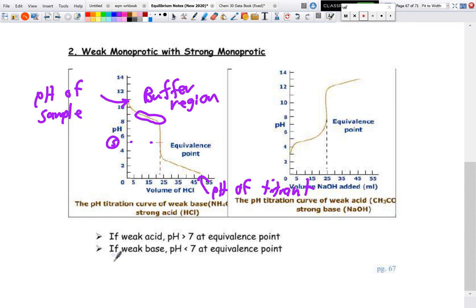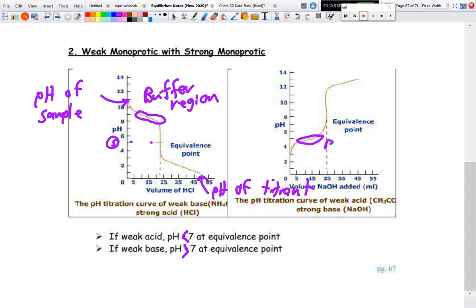So that's why if we start off with a weak acid, the pH of the equivalence point should be less than 7, whereas with a weak base, the pH is going to be greater than 7. So these need to be changed around here. And we can tell the exact same thing right here.